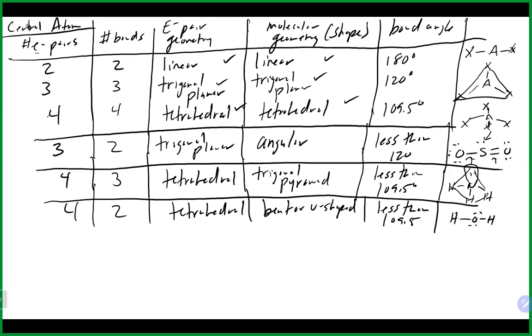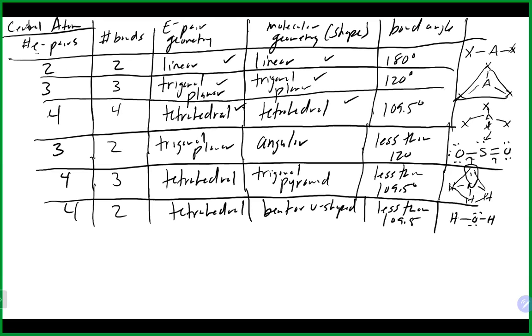Best way, as we talked about, I think when we were doing it, is kind of memorize the table. And again, count electron pairs is probably the best way to do it, and number of bonds. Any questions on that?